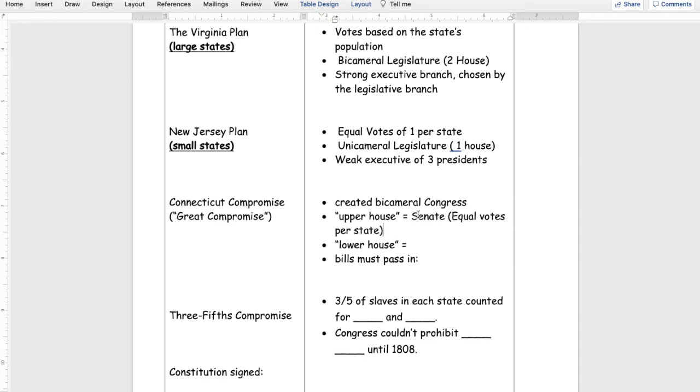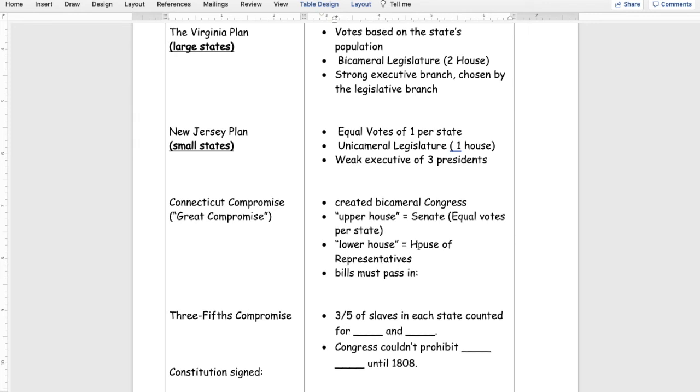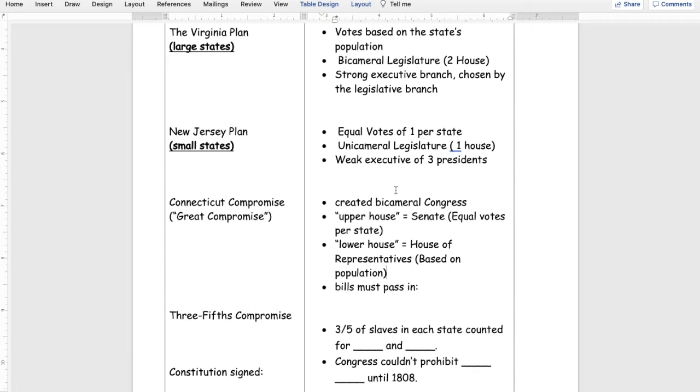Now that looks an awful lot like the New Jersey plan, equal votes. They said, we'll have equal votes in this upper house. But to appease or make happy the people that want the Virginia plan, we will have a lower house. And we will call this house the House of Representatives. And in this house, to make the Virginia plan people happy, we will say that the votes will be based on a state's population. Meaning that if you have more people in your state, you will get more votes in this lower house. It will not be equal like the upper house.